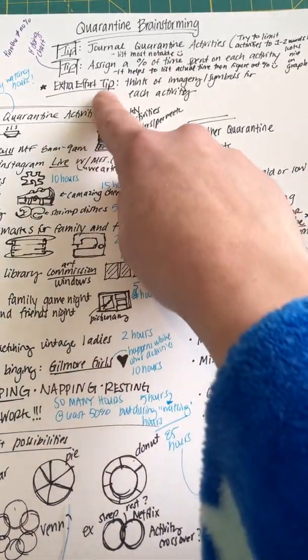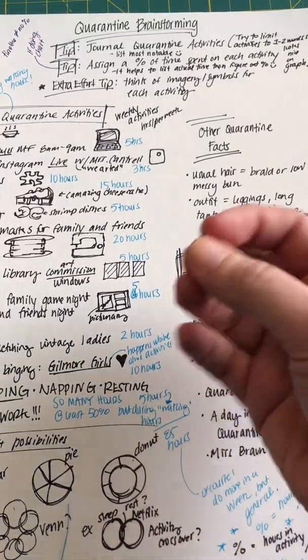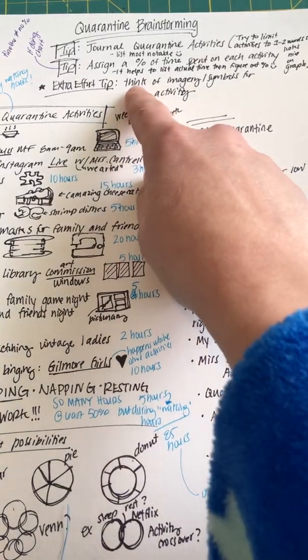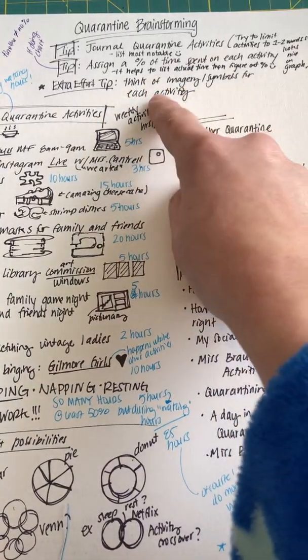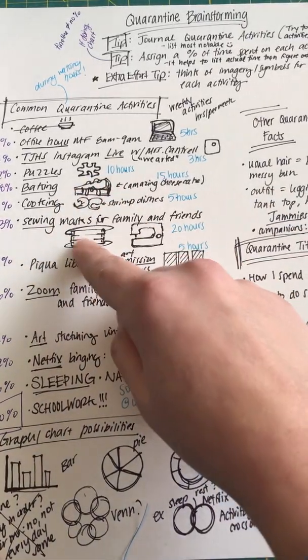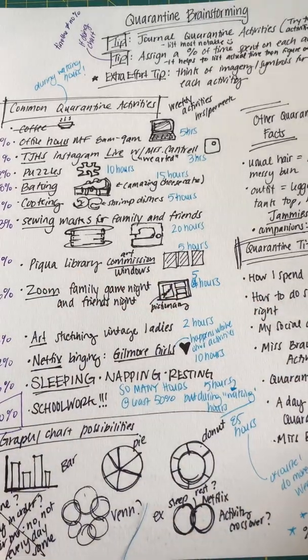Something that can give you a little extra effort. This is something both Mrs. Cantrell and I did. I think it's really nice in an infographic to have lots of imagery and to have lots of graphics. So next to your activities, if you can think of imagery or symbols for each activity. So that's why you'll see next to some of my things, I put a puzzle piece, I put a mask that I've been sewing. I even put the Zoom screen that I do with my family game night.